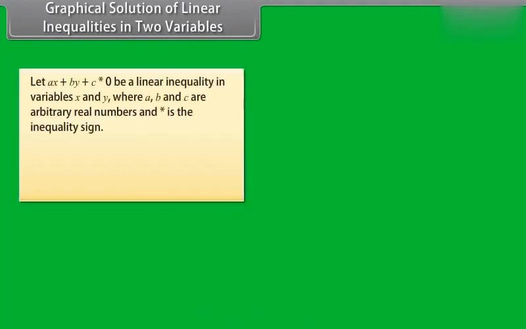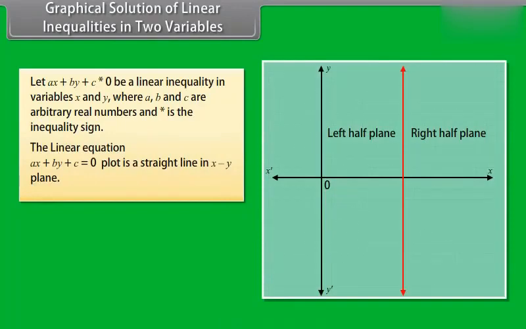Graphical solution of linear inequalities in two variables. Let ax plus by plus c star 0 be a linear inequality in variables x and y, where a, b and c are arbitrary real numbers and star is the inequality sign. The linear equation ax plus by plus c is equal to 0 plots a straight line in the xy plane.